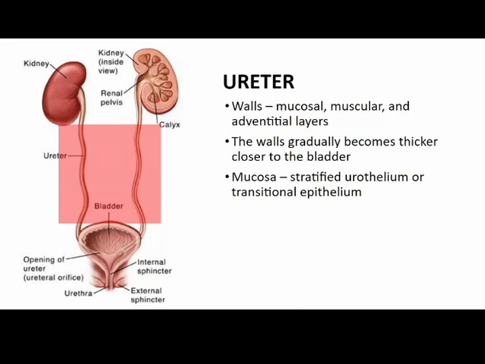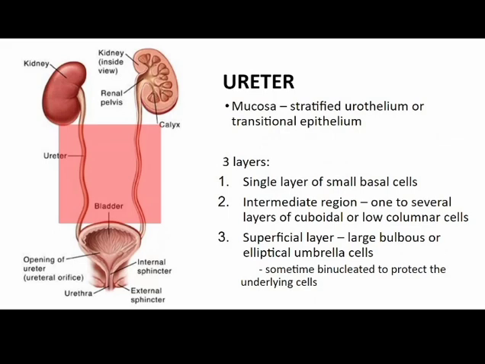And then the mucosa is where you find the transitional epithelium or the stratified urothelium. And then there are three layers: a single layer of small basal cells, and then the intermediate region where one to several layers of cuboidal or low columnar cells are found, and then the superficial layer, which contains the elliptical umbrella cells. They are sometimes binucleated to protect the underlying cells.